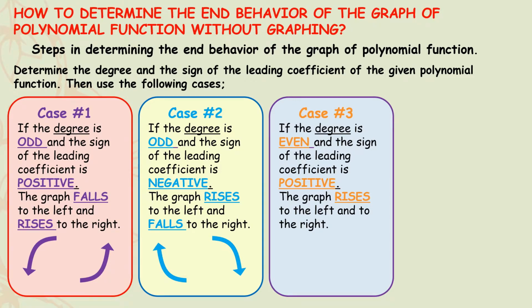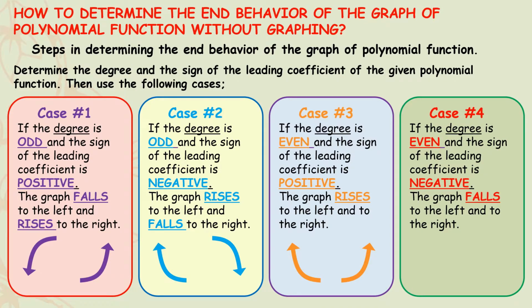Case number 3, if the degree is even and the sign of the leading coefficient is positive, the graph rises to the left and to the right. We will have the graph rises on the left and also on the right. Case number 4, if the degree is even and the sign of the leading coefficient is negative, then the graph falls to the left and to the right. So we will have falls to the left and falls to the right.